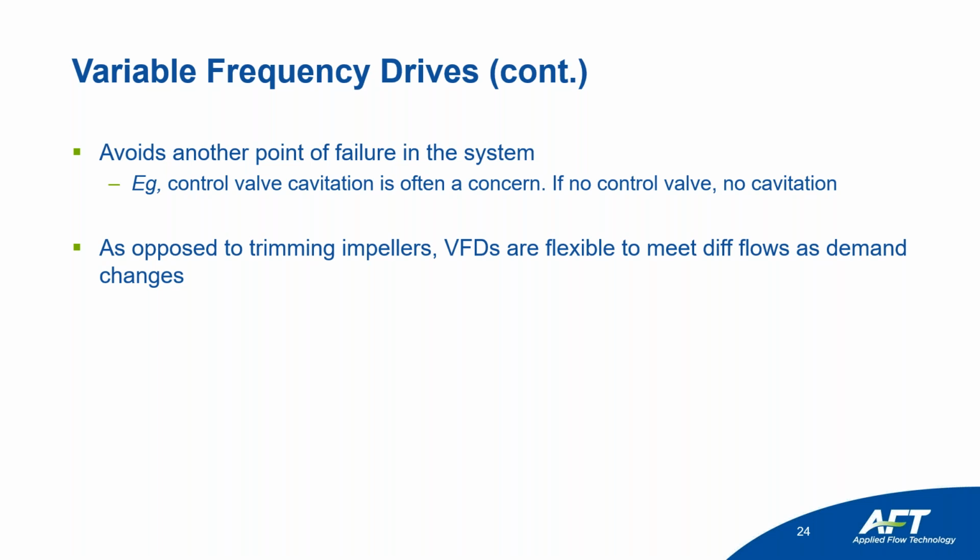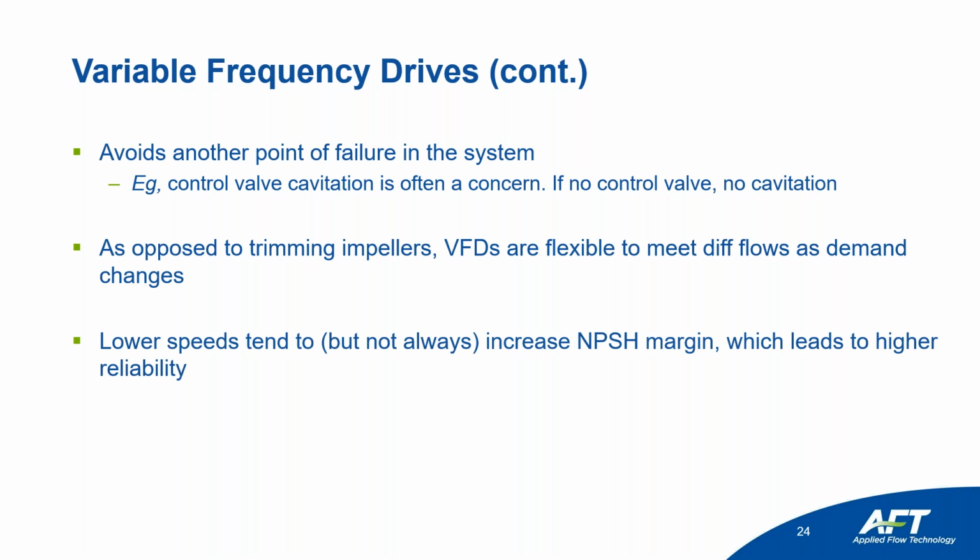As opposed to trimming impellers, if you remember the affinity laws, trimming impellers also collapse the curve. VFDs are flexible to meet different flows as demand changes. Trimming impellers are a little more permanent. You can't exactly extend them out if you need a higher flow rate. Lower speeds tend to, but not always, increase NPSH margin, which leads to higher reliability.